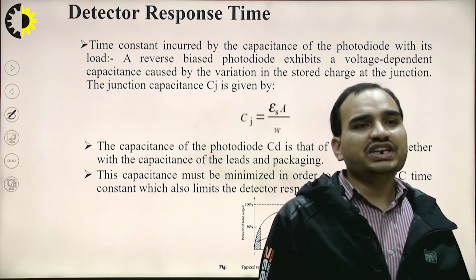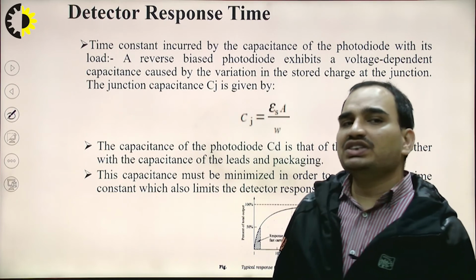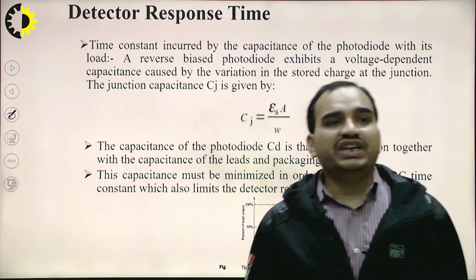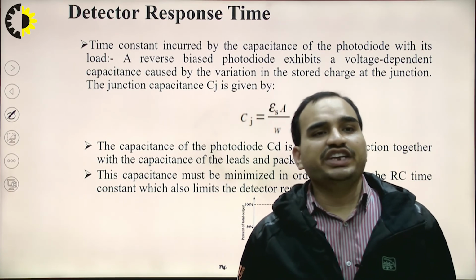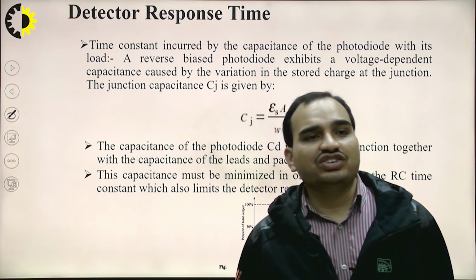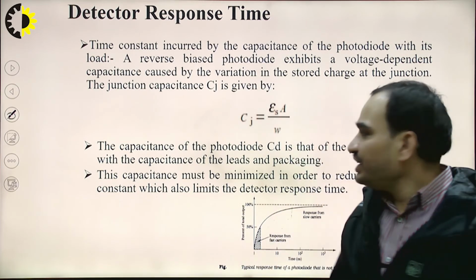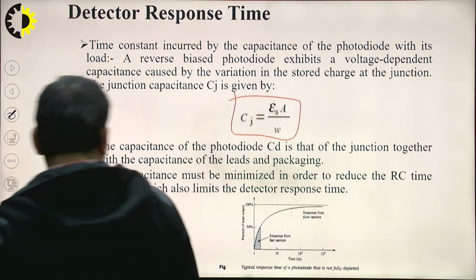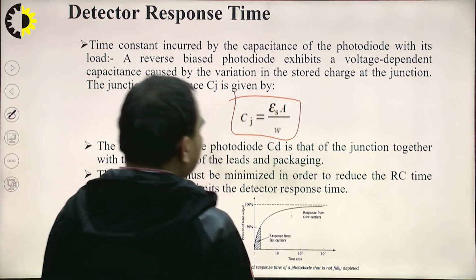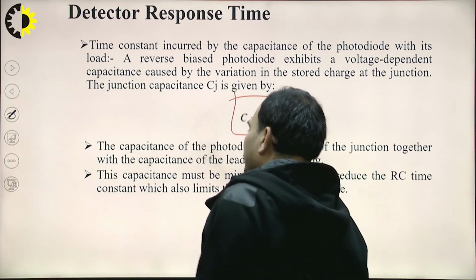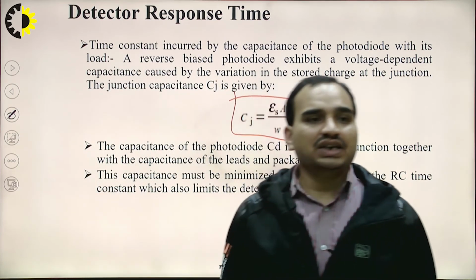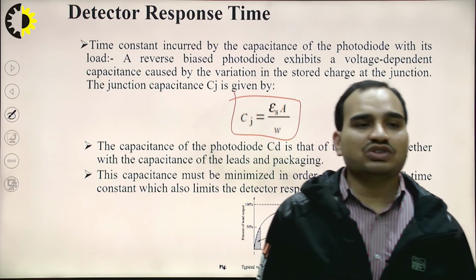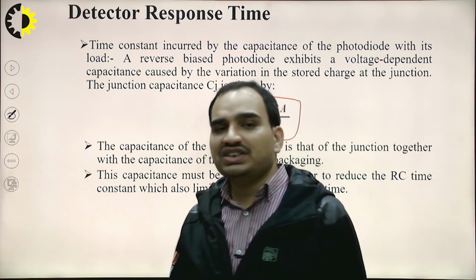Third, the time constant incurred by the capacitance of a photodiode with its load. The reverse bias photodiode exhibits a voltage dependent capacitance caused by the variation in the stored charge at the junction, and the junction capacitance Cj is given by epsilon naught A by d, that is the formula of the capacitance. The capacitance of the photodiode Cd is that of the junction together with the capacitance of the leads and the packaging.